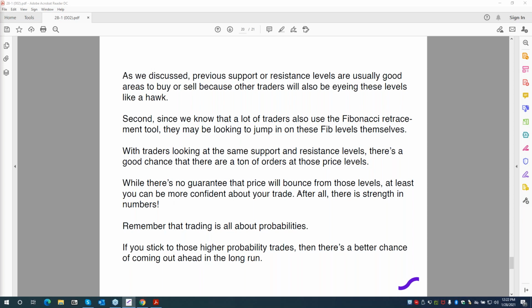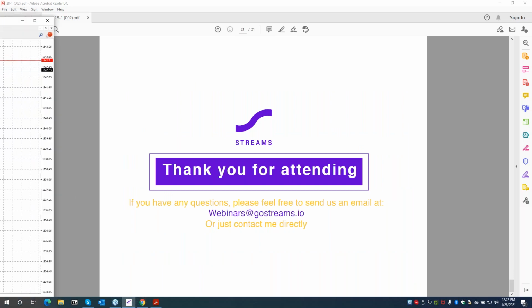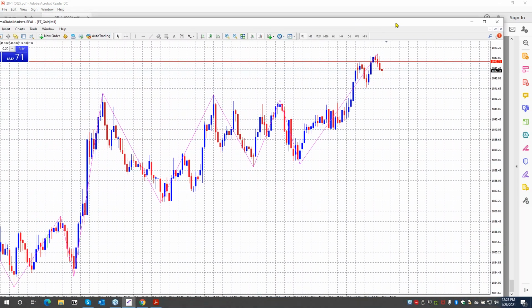While there's no guarantee that the price will bounce from those levels, at least you can be more confident about your trade. After all, when you're trading, there's strength in numbers. So when you're trading, you should remember it's all about probabilities. Whatever we do is with probabilities when trading. There's no guarantees. And the higher your probabilities are, the better your chances that you'll be successful in the long run. So guys, that was it on the slides, basically. I hope you guys understood a bit on the Fibonaccis.